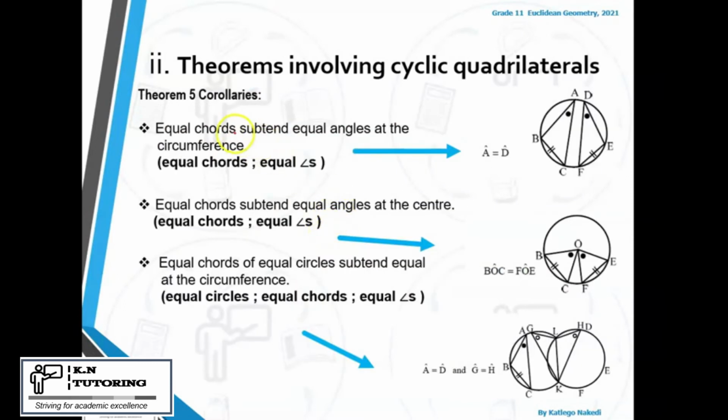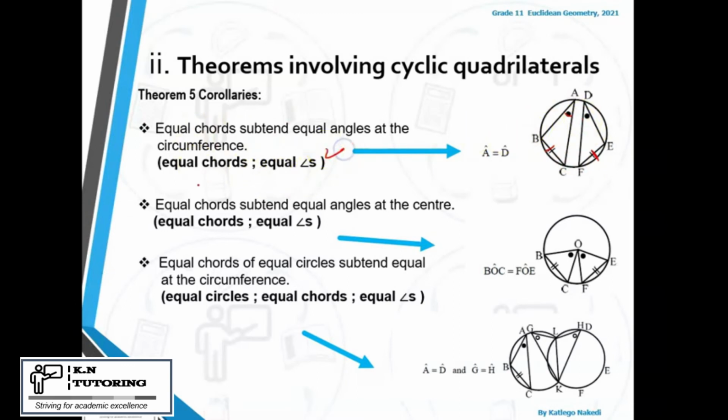Okay, let's look at the theorem 5 corollaries. So we are exploring more corollaries, and we've got 3 different ones. BC is a chord, and EF is a chord. Equal chords subtend equal angles at the circumference. So if these two chords are equal, then the angles are equal. So equal chords, equal angles.